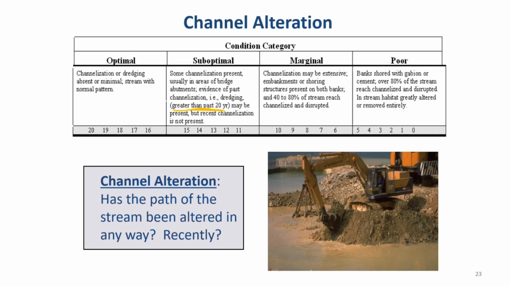If the channelization is extensive, and remember you're looking at your 100 meters, you can see it's shored up with different structures that maybe affect 40 to 80% of the stream reach. And maybe it's very straight, then you would be in the marginal category. If the banks are shored with gabion or cement for over 80% of the stream reach, and it's greatly altered, then you're in the poor category.